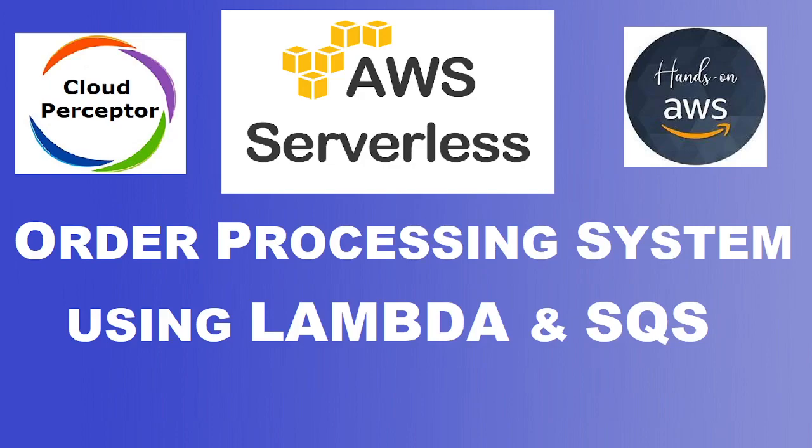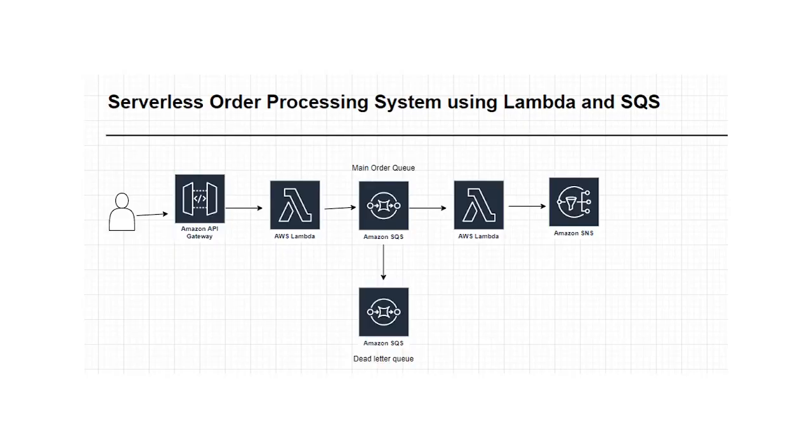Today we are going to do a hands-on session on AWS Serverless. We are going to build an order processing system using Lambda and SQS. This is the architecture diagram of the system we are going to build.